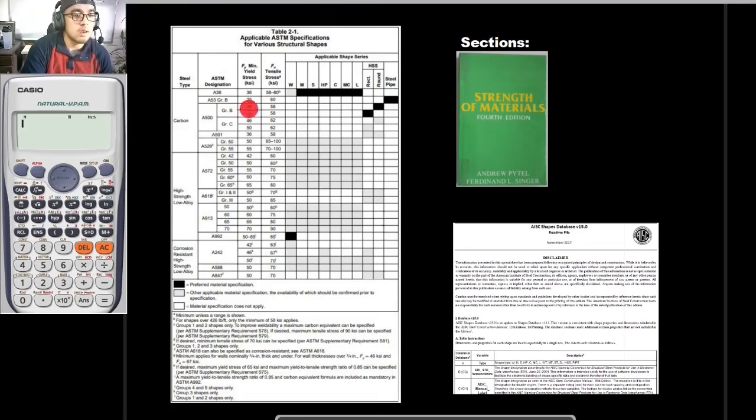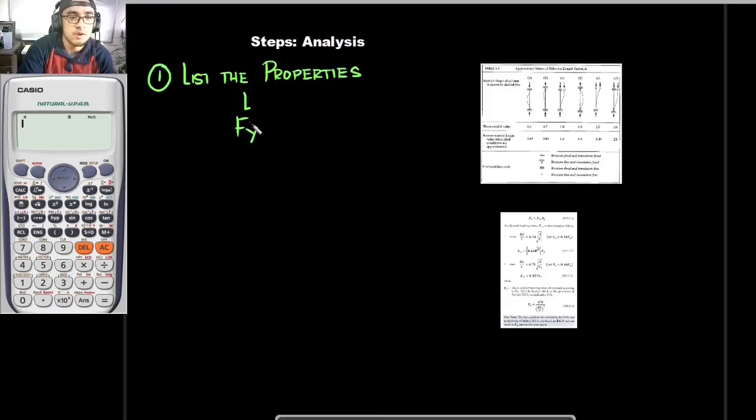So it would be in this column only. As for the tensile stress, itong Fu natin, hindi natin kailangan yan in buckling because hindi naman siya mag-rupture kapag mag-buckle siya. So it would only yield. Okay, so Fy lang, hindi na natin kailangan yung Fu. So after that, we would also be needing the section properties.